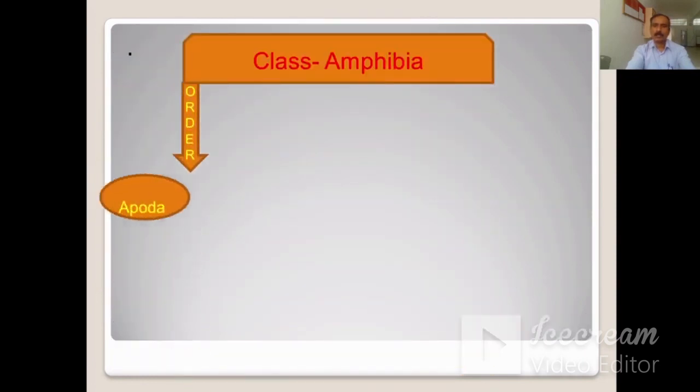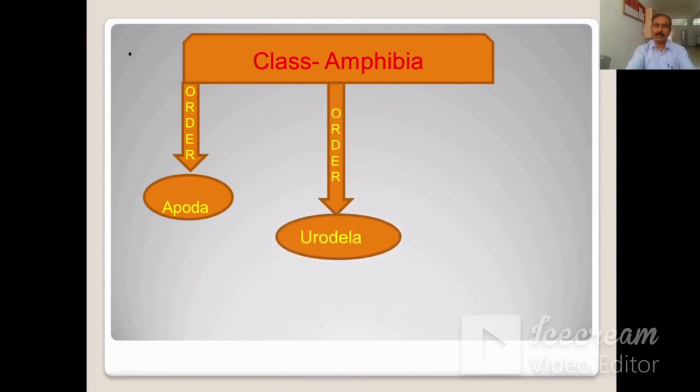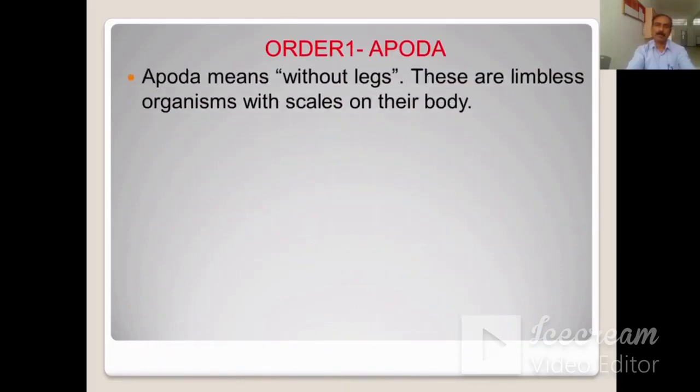This is about the classification of the Amphibia. Class Amphibia is divided into three orders. Number 1, order Apoda. This is the second order, Urodela, and this is the third one, that is the Anura. Let us discuss order number 1, that is Apoda.